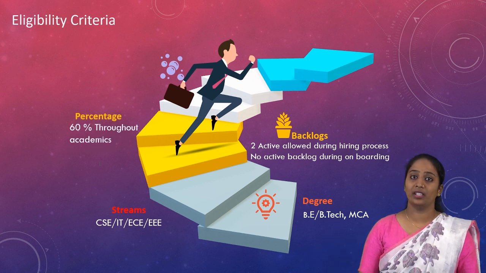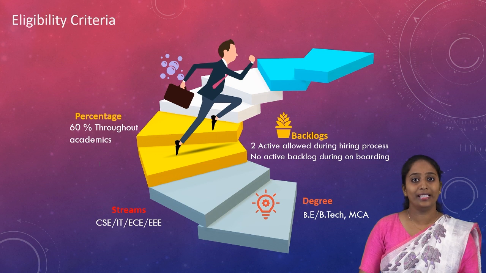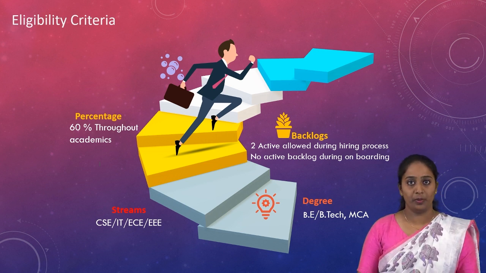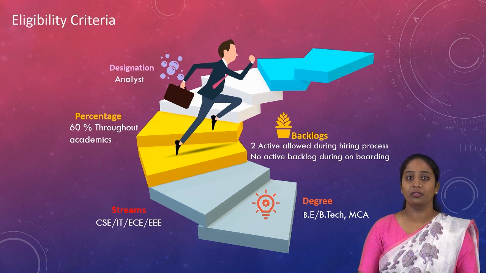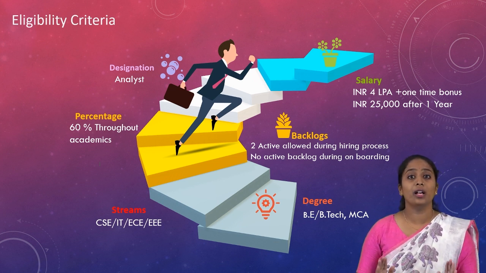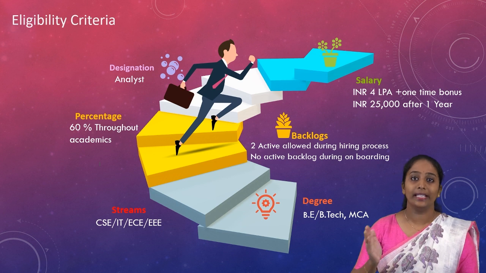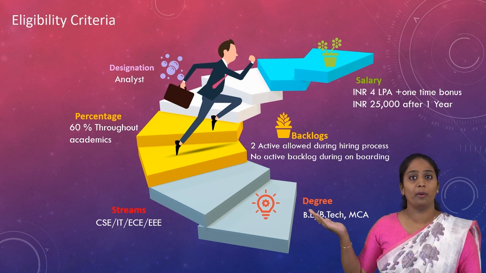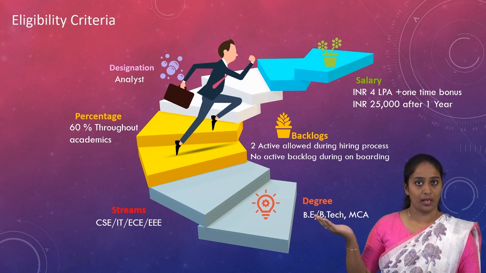And the percentage is the same as usual, like other companies. It is 60% throughout or equivalent GPA. And the designation which they are considering is Analyst. And the salary, they have revised it. It is 4 lakhs per annum plus a one-time bonus of 25,000 which they are giving after completion of 1 year of service in Capgemini. So this is all about the eligibility criteria of Capgemini.